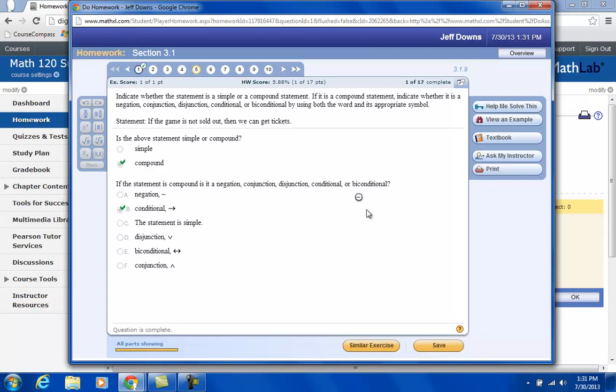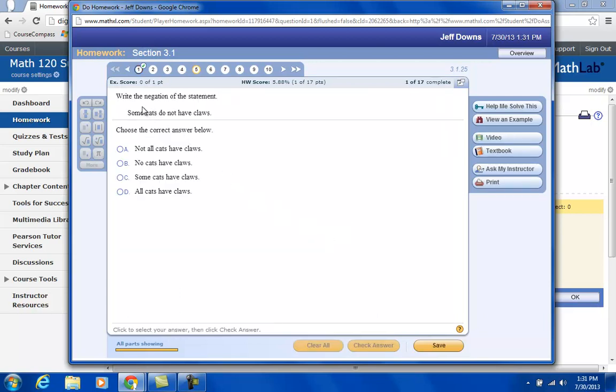Let's skip to maybe number 5 of this section. Write the negation of the statement. Some cats do not have claws. So we're looking for the opposite of some cats do not have claws. So we have choices. Not all cats have claws. Well, that's kind of saying the same thing as what we saw. No cats have claws. No, it's not quite the same, or not quite the opposite. Some cats have claws. Well, if some do, some don't. So these are really the same thing.